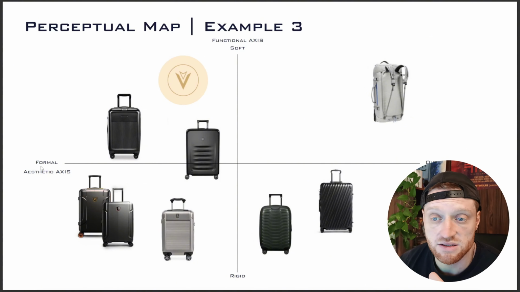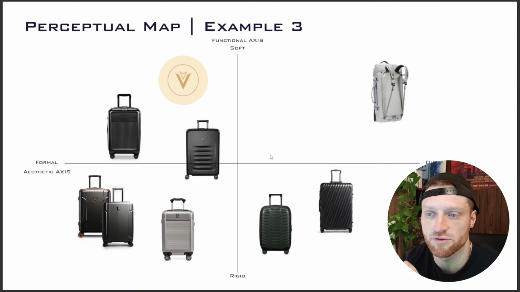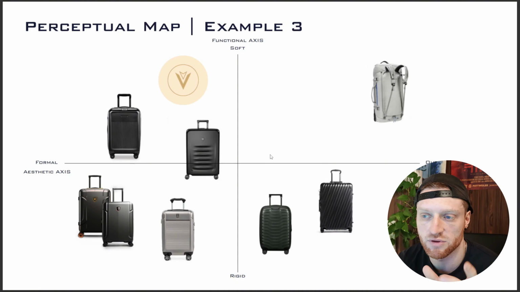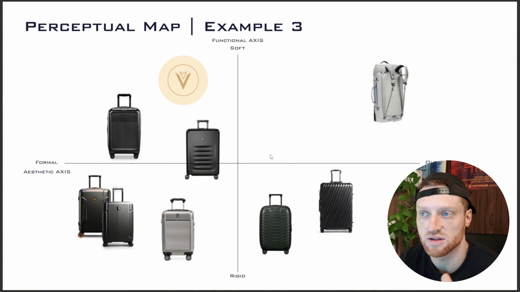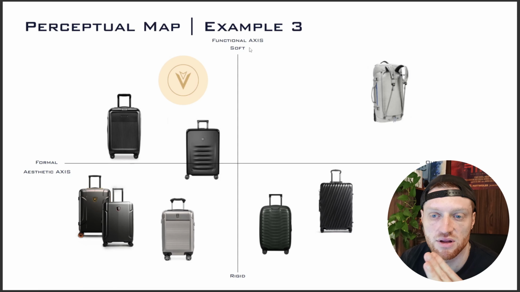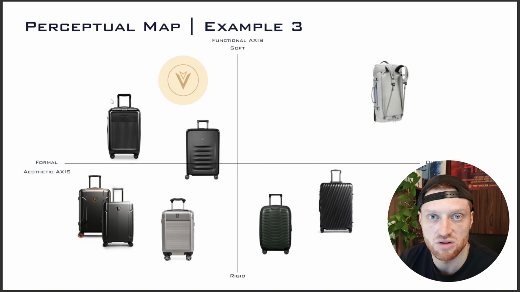where aesthetic axis, which is formal and outdoors, right? Because I think this is one of the key differentiators between suitcases and backpacks. So I think for this specific case, it makes a lot of sense to use this as the labels, but it's very aesthetic oriented, right? And then I have a functional axis, which is also functional aesthetic still, dividing soft and rigid. So obviously most suitcases are in the rigid range.